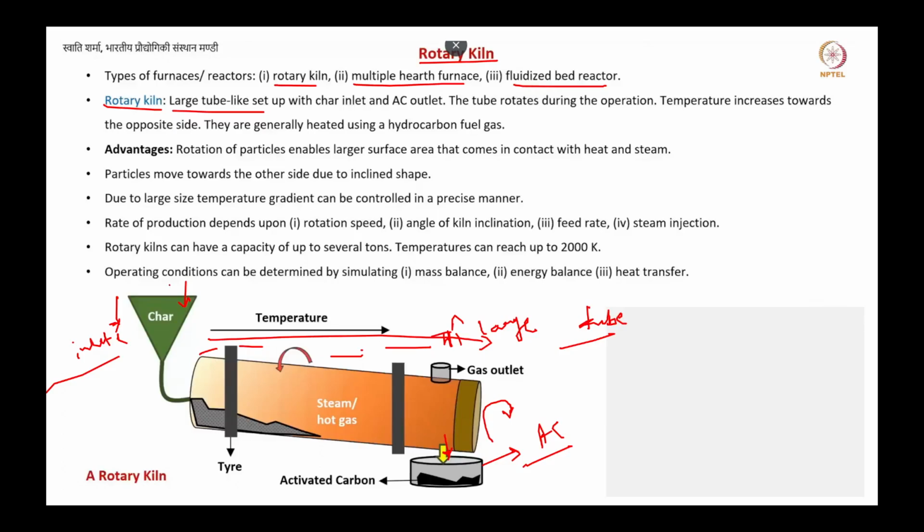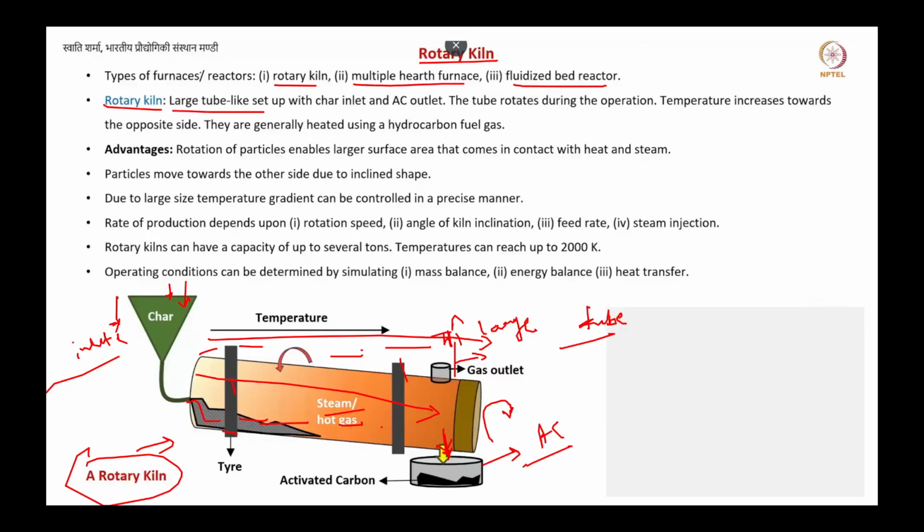Here you will put your char, and slowly it will come along, and the temperature will be there, with steam and hot gases. These are your tire one and two. This is your gas outlet from where the gas can come out, and when the char is exposed to the high temperature, you will get activated carbon. This is the distribution of your temperature here. So this is how a rotary kiln looks. This is a pictorial image.